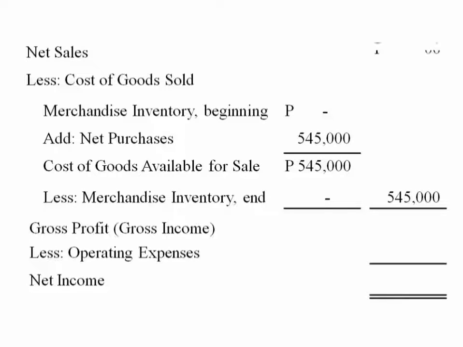With net sales of 750,000, gross profit would then be how much? 205,000. Assuming operating expenses of 120,000, net income would be 85,000. But what if the company recognized merchandise inventory at the end, amounting to 95,000 pesos? What then would happen to the net income?